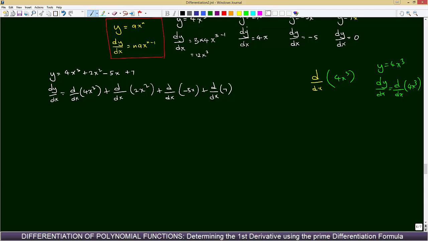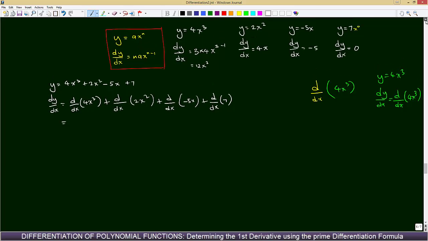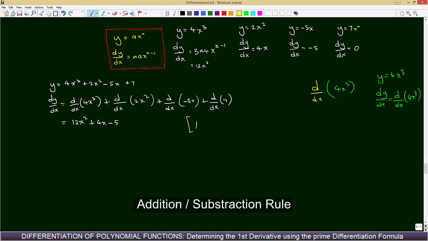So let's continue. The derivative of this 4x cubed is, as we have done in the first example earlier, 12x squared plus 4x minus 5 and plus 0. Then we forget about it. So that's the answer. This is what we call the addition or subtraction rule.